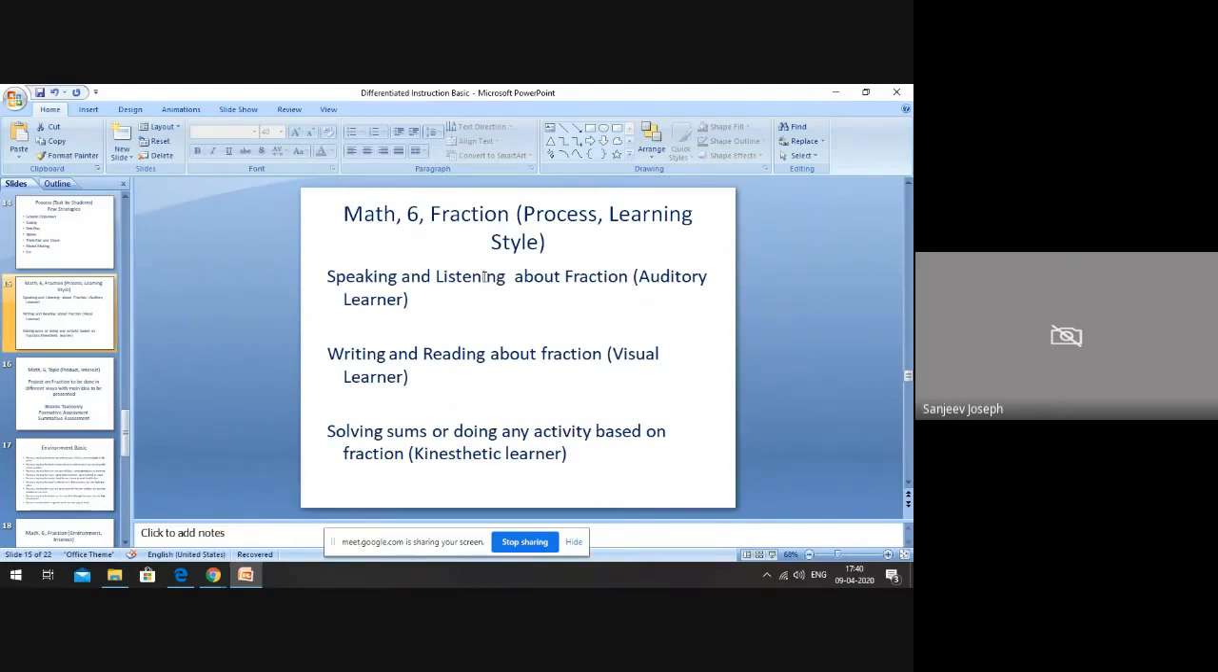I ask them to speak something about the fraction and listen to something which I'm telling and answer me after some time, or if someone else is speaking. That is how I cover auditory learners in my class. Then for visual learners, I do some writing to be done and reading about fraction.